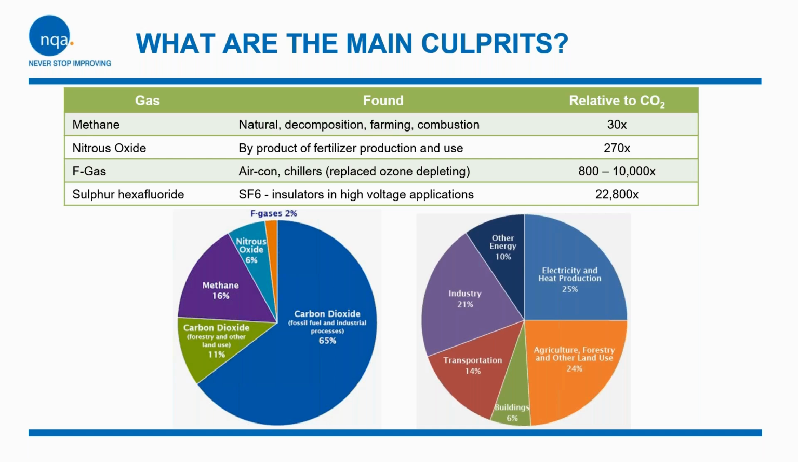F-gas, aircon, so we're talking about fluorinated greenhouse gases here, so aircon, chillers, freezers, that sort of thing. A lot of these F-gases have replaced the old ozone depleting substances, and again, there's a lot of work going on to reduce the use of the higher greenhouse gas equivalent F-gases, but somewhere between 800 and 10,000. Very rarely do you come across any at the upper echelon of that now. And by far the worst, and I do come across this quite a bit, a gas called sulfur hexafluoride, SF6, used extensively in insulators in high voltage applications. So you can see there where all this stuff's coming from.